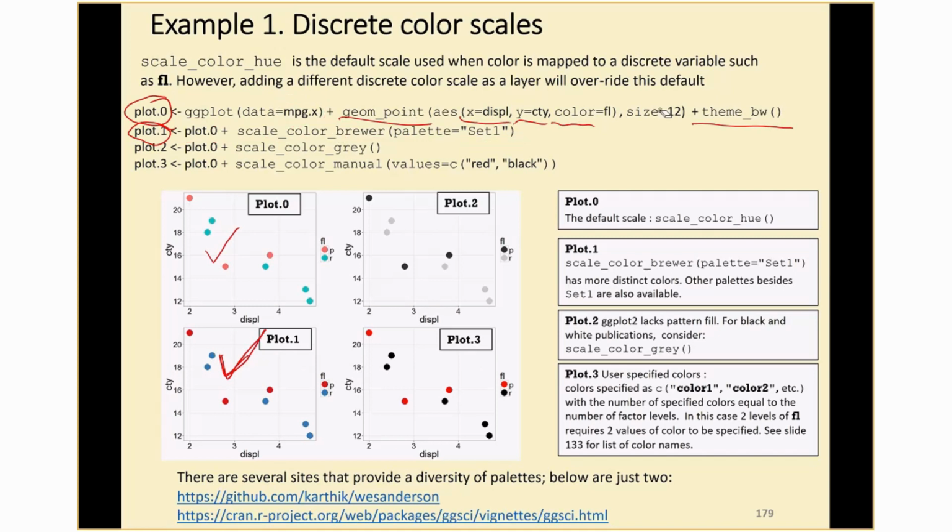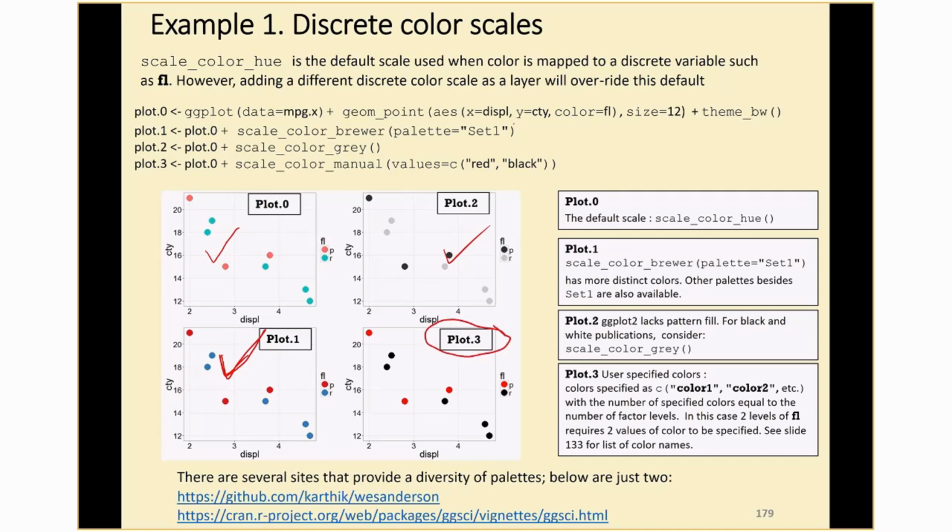So those sorts of things would be good if you're doing a PowerPoint presentation or perhaps a poster, but if it's a journal publication and you need black and white, what you might want to do is a plot like plot 2. So that could be produced by starting off with plot 0, adding to it as a layer, and again, note this is all in Courier, scale color gray, so plot 2 is a gray color. And this last one is a really powerful one. This plot 3 has user-defined colors.